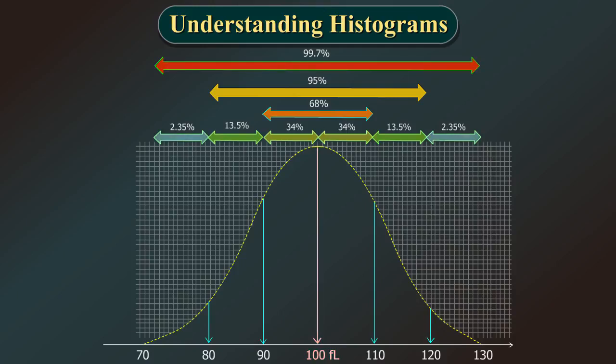So here the histogram will show a vertical line at 100 FL starting from the peak of the bell-shaped curve touching the baseline. Both the arms of the bell also touch the base. If you look at the base of this example, you see the spread is 60 FL, 130 minus 70 FL.